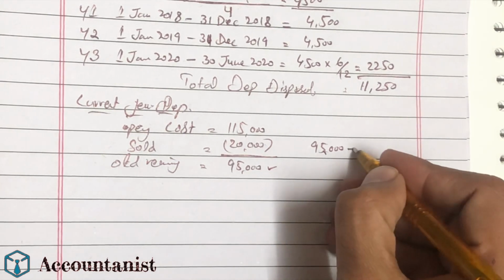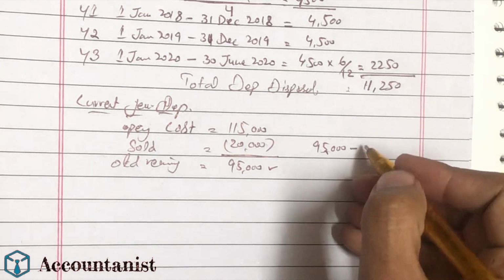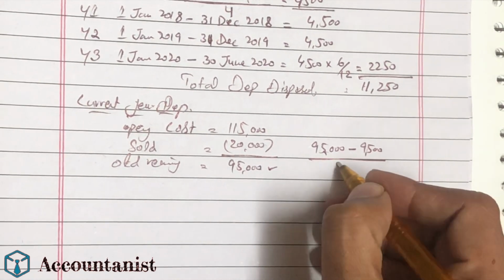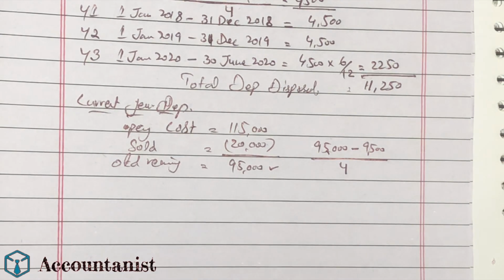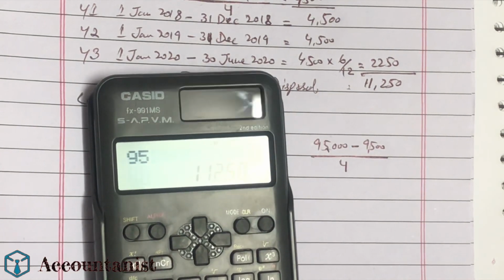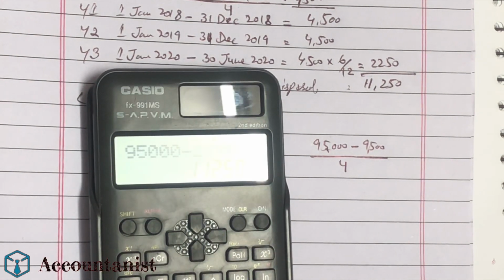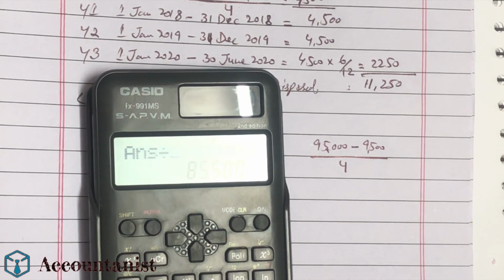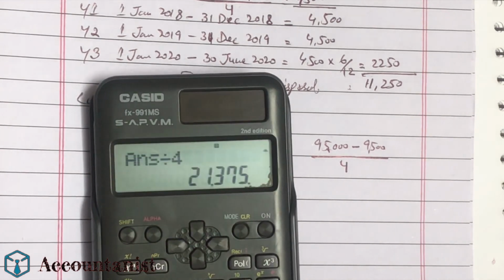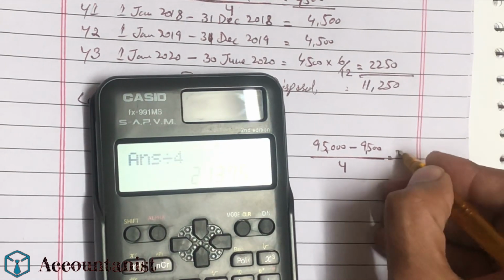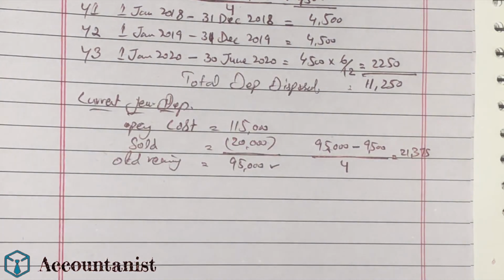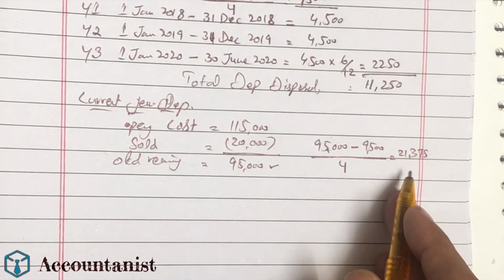So I will deduct the 10% of this, which is 9,500, and then I will divide this by the 4 years, because the policy is the same for all the fixtures. So I will write down 95,000 less 9,500 divided by 4, which gives me 21,375. So 21,375 is the depreciation of the old assets.